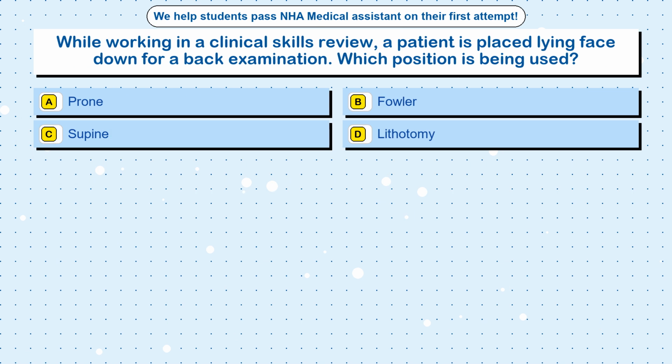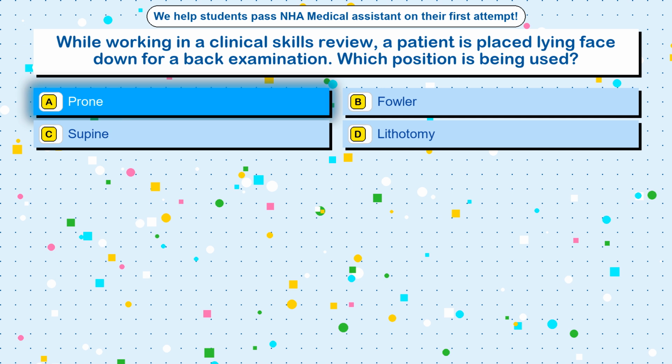Question 20. While working in a clinical skills review, a patient is placed lying face down for a back examination. Which position is being used? Option A, prone. Option B, Fowler. Option C, supine. Option D, lithotomy. The correct answer is option A, prone.